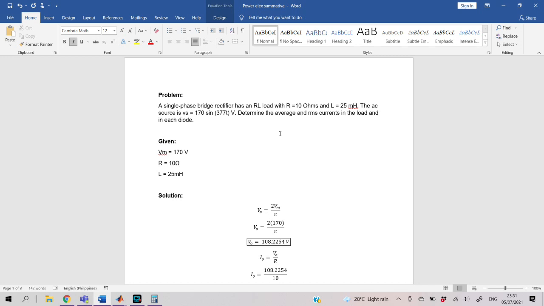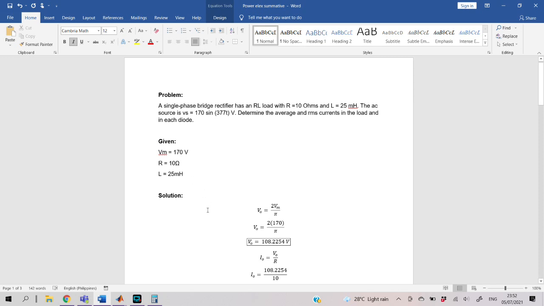For this problem, we have the maximum voltage or the peak voltage equal to 170 volts, since in this form 170 is the maximum value or the peak value, and the 377 is equal to 2 pi f, which indicates its frequency. So our resistance is equal to 10 ohms and our inductance is equal to 25 millihenries.